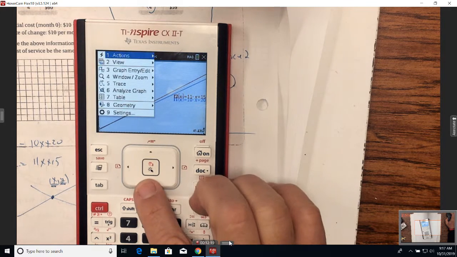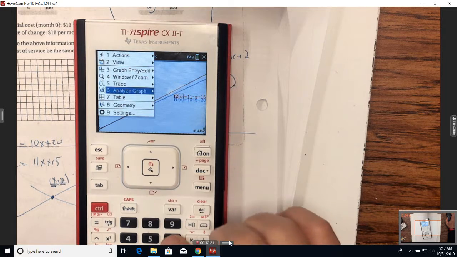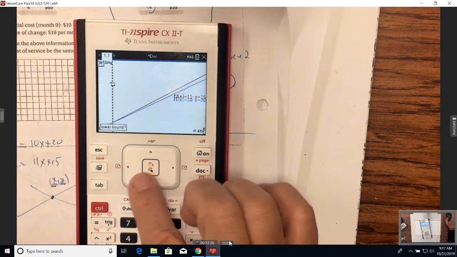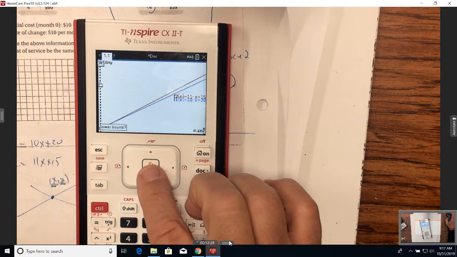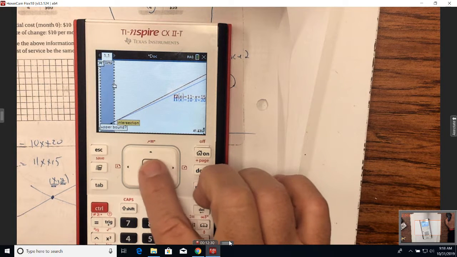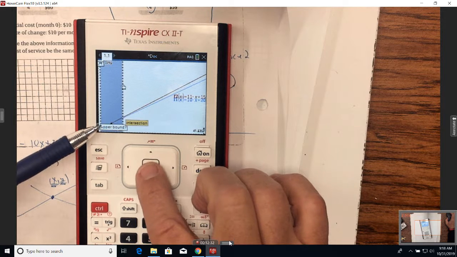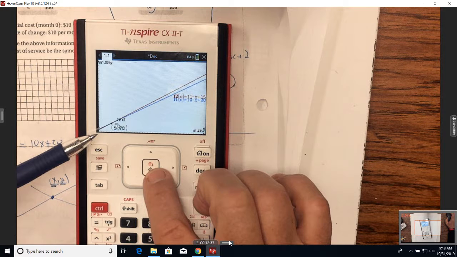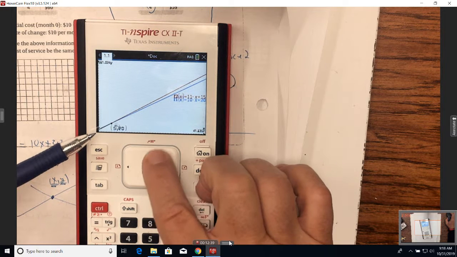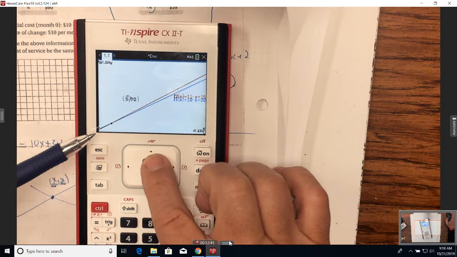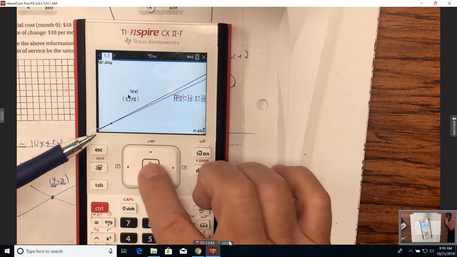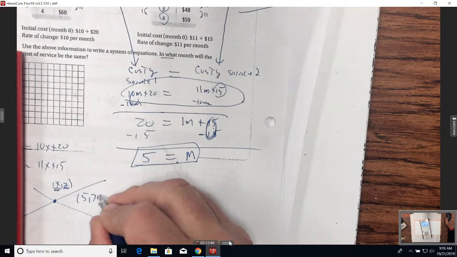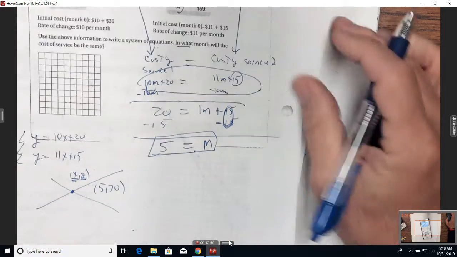So I go to Menu, I go to Analyze Graph, and I want to find the intersection to find out where they're the same. So I'm going to move that to the left of where I think the intersection is, hit enter, and then move it to the right, and then it picks up that intersection right there, which is at what? 570. Can y'all see that okay? If you want to move it around, I can, but it's right there. So my intersection is at 570. So what does that mean?